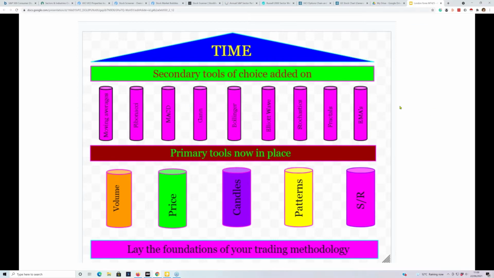Sometimes I use moving averages. I don't tend to use Bollinger Bands, mainly moving averages. David doesn't. We use our own indicators, as it were, but it doesn't matter. You can have these secondary indicators, or you can have a blend of the two. And overarching everything is time, and that is not just the time frame that you are trading, but multiple time frames.